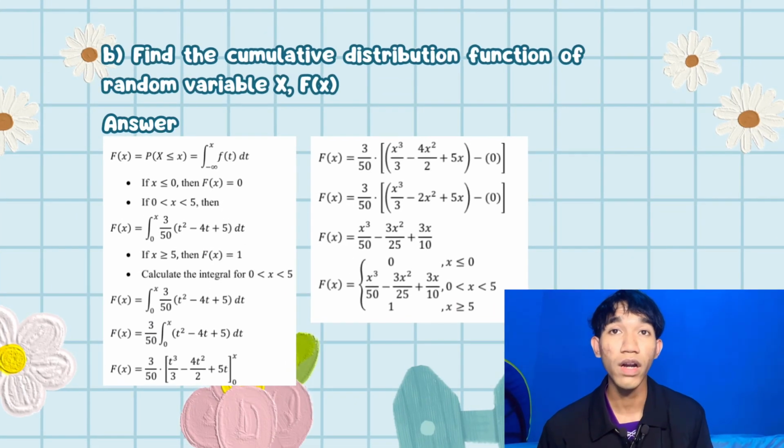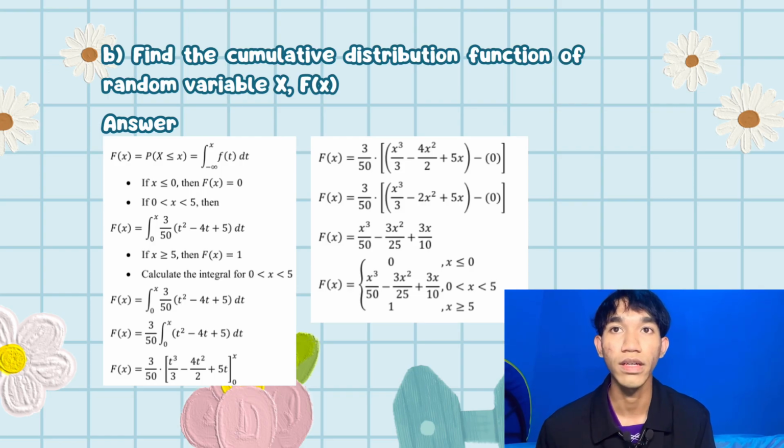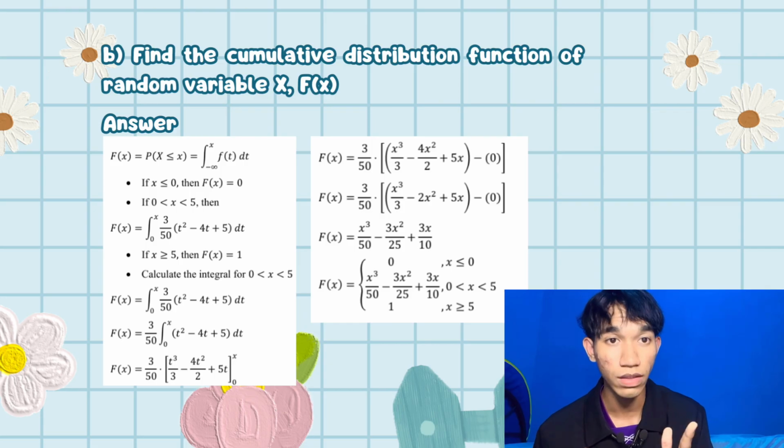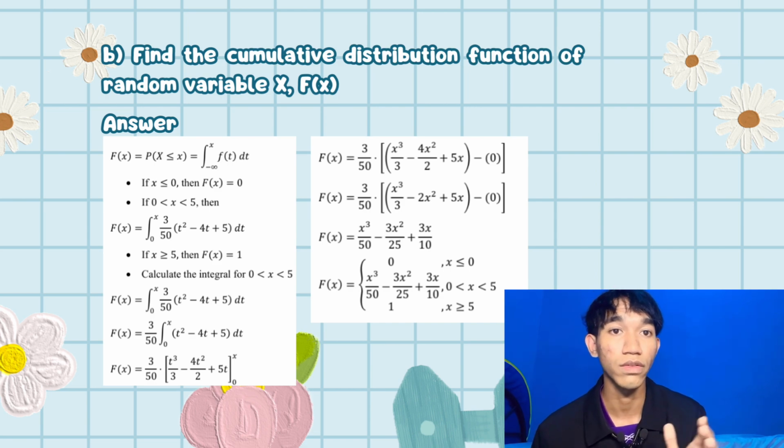For part B, we are asked to find the cumulative distribution function or CDF of the random variable X. The CDF is defined as F(x) = P(X ≤ x) = the integral from negative infinity to x of f(t) dt. Since the PDF is only defined between 0 and 5, we evaluate the CDF in 3 intervals. The first interval is x less than or equal to 0. So for this interval, there is no probability below 0, so F(x) equal to 0.